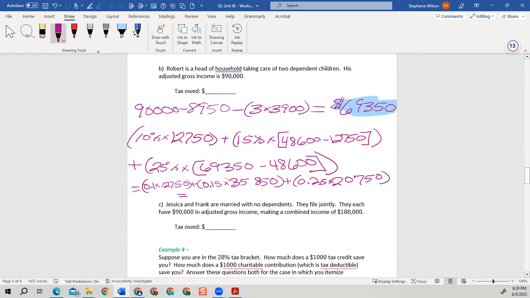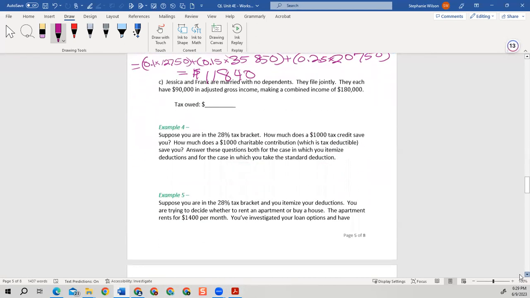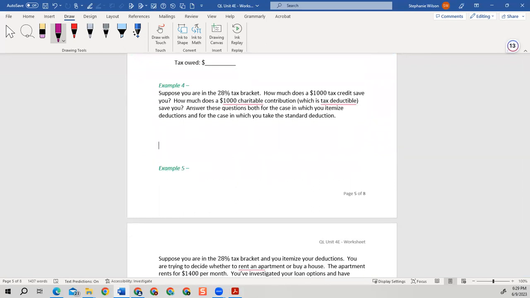Now let's calculate that up. Let's do our multiplication and addition. Okay, we are almost done. So what he should have paid in would be $11,840. So I'm going to let you do this next one on your own. Remember that in this next one here, you may have to look under the married. It says they're married filing jointly, so definitely check that out with no dependents. Okay, so what do we have next?